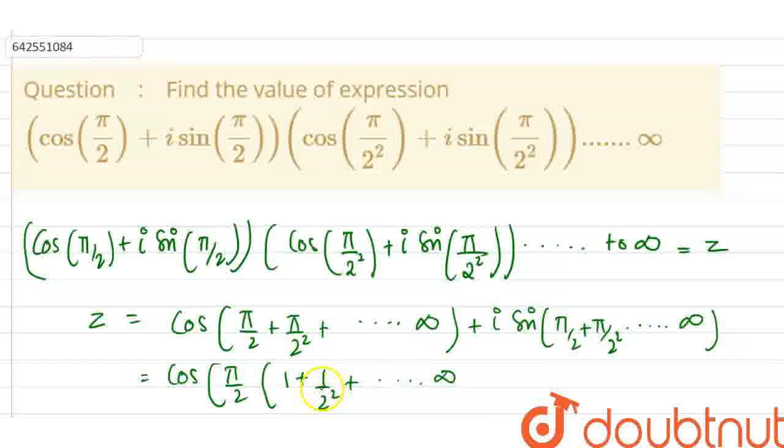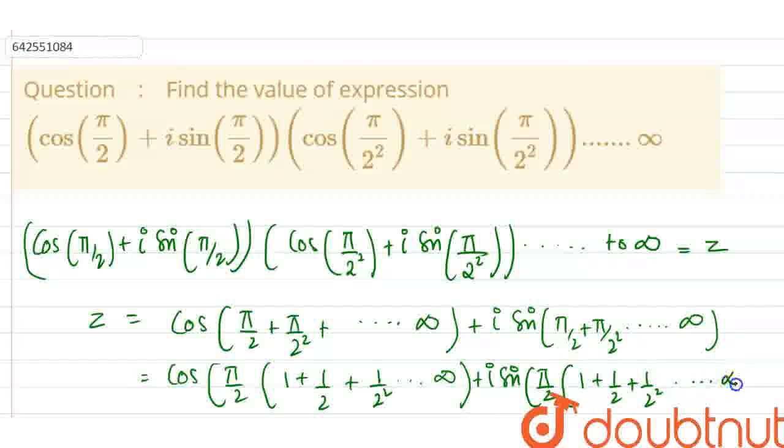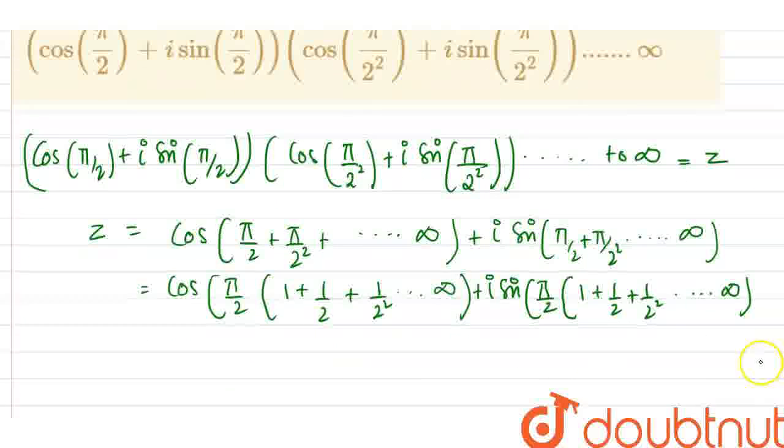So now we have to solve this properly. Similarly in iota sine, we take pi/2 common, into (1 + 1/2 + 1/2^2 + so on up to infinity), right guys? So now we are separately considering this term for cos and sine.